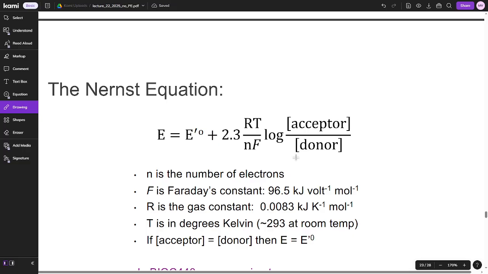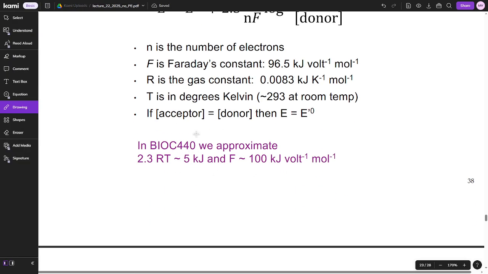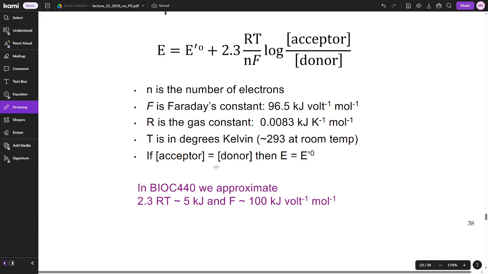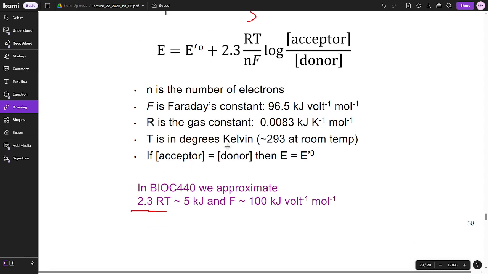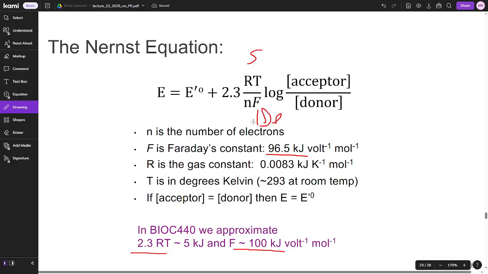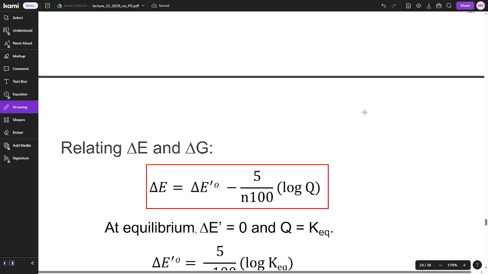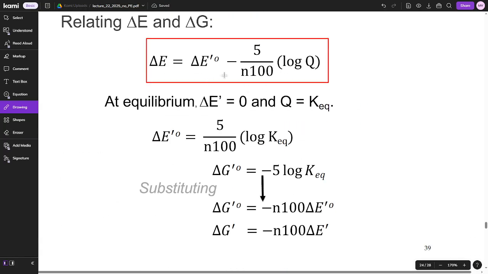And then we have the Nernst equation. Because you don't have a calculator on the exam, you can generally just do a little bit of simplifying, where you can simplify this 2.3 RT to just 5, right? And then you can simplify F from 96 to 100. And all you're really doing is you just have to multiply it by n. So you have 5 divided by n times something, times 100, basically. And then you can do the math from there. And that is written here for you.